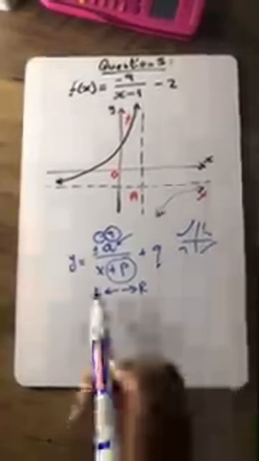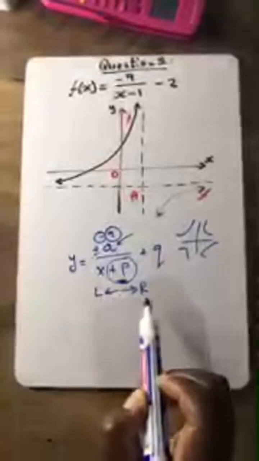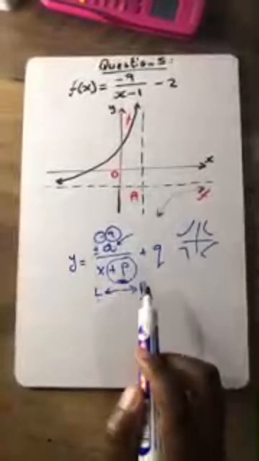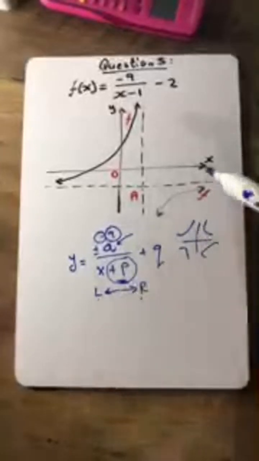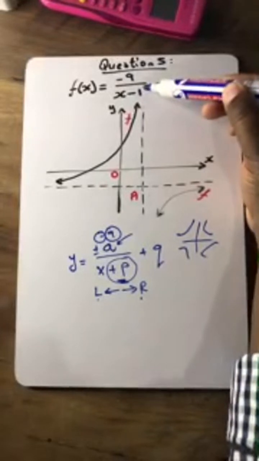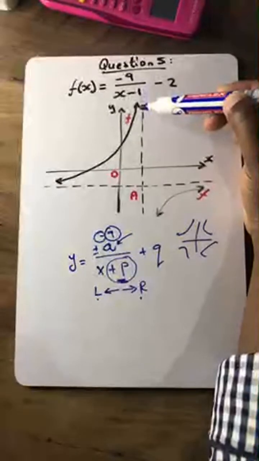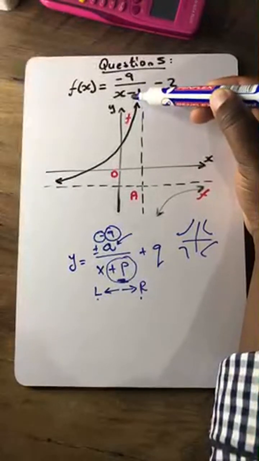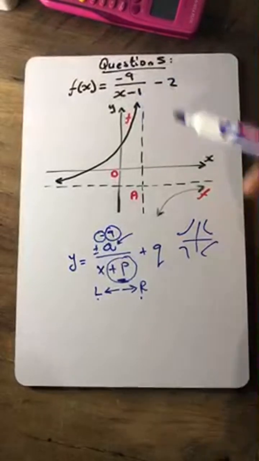So this is what I'm explaining: this p-value tells us more about the left and right movement, or shift rather. Now if we have -1, it means it has shifted by 1 unit to the right. If it was positive, it would have meant it has shifted by 1 unit to the left.